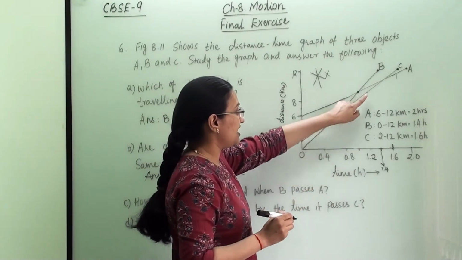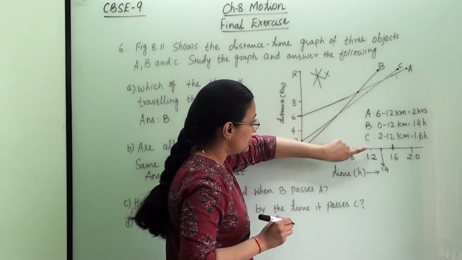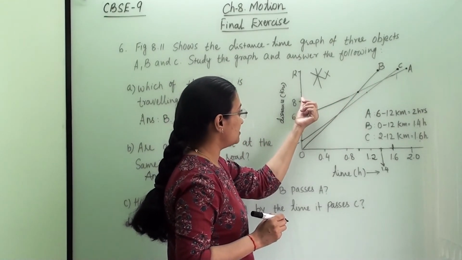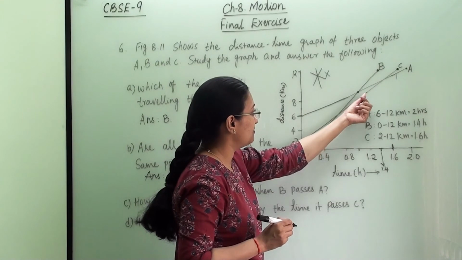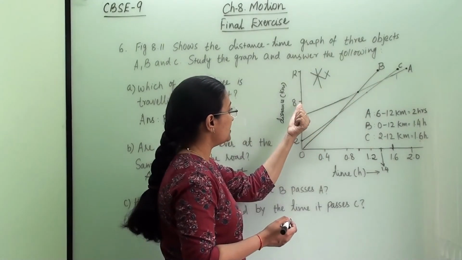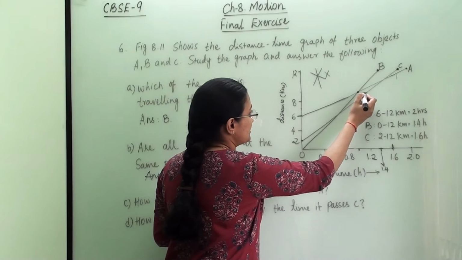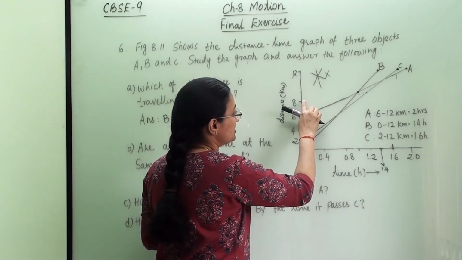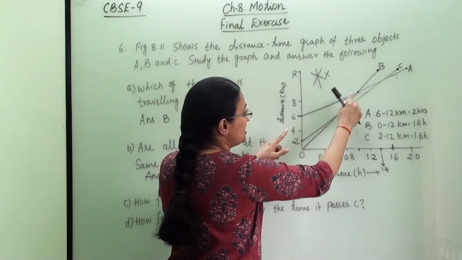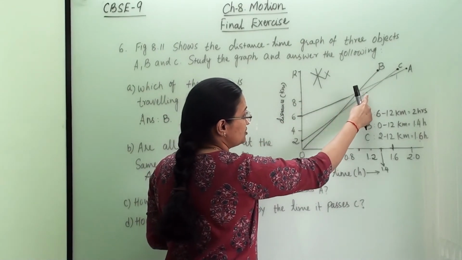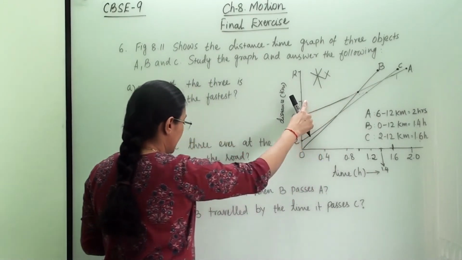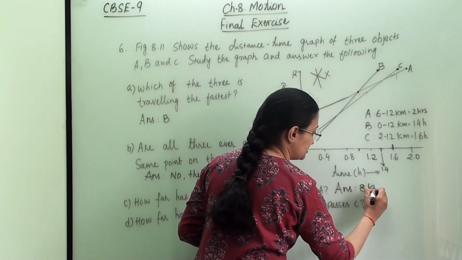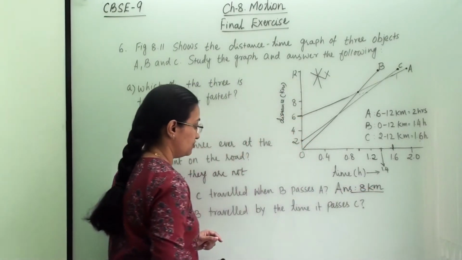Now once we take the point, we have to extend it till the x-axis and till the y-axis. Then it will give us kilometer and time. So here we will get 8 kilometers when we extend this line till the y-axis. So when A and B are crossing each other, C will reach 8 kilometers. So the answer we get is 8 kilometers.